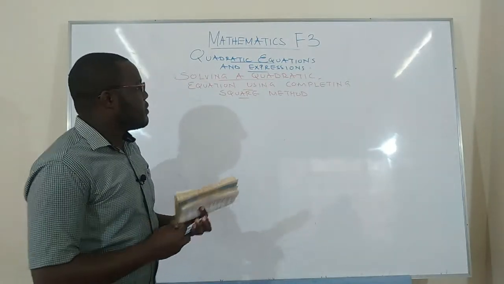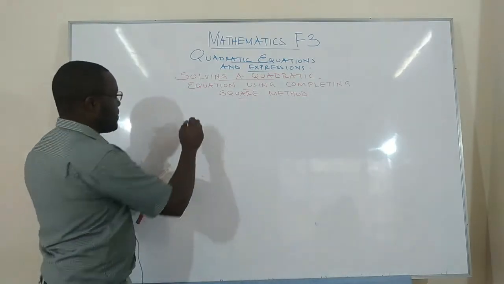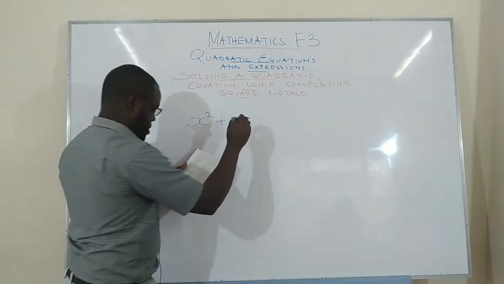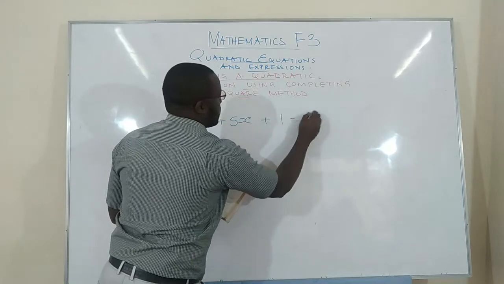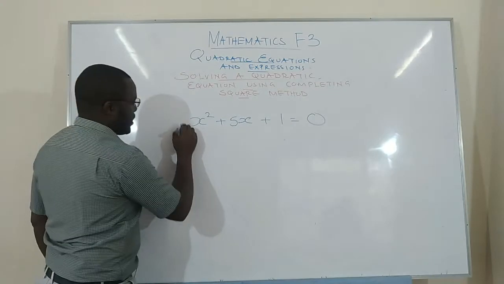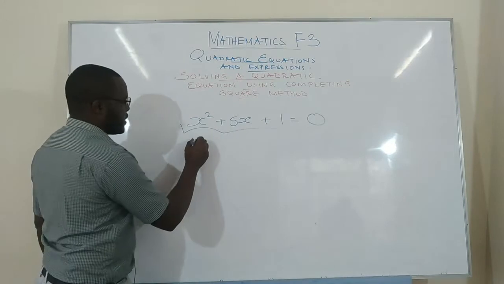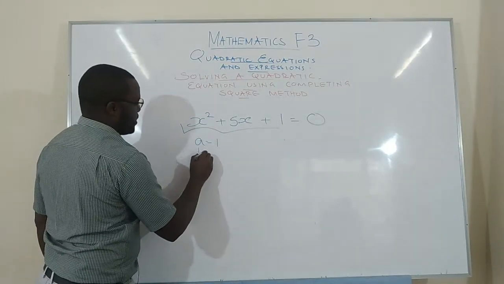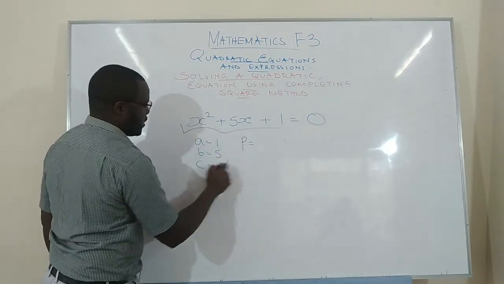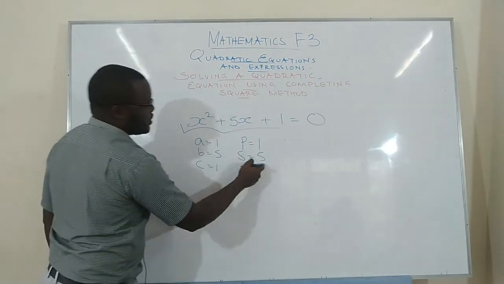Now, back in Form 2, we could solve questions using a method that we had learned. Let me take an example here: x squared plus 5x plus 1 is equal to 0. Back in Form 2, first of all, you factorize this side of the quadratic expression by taking a equals 1, b equals 5, and c equals 1. Then we think of two numbers whose product is 1, because 1 times 1 is 1, and whose sum is b, which is 5.